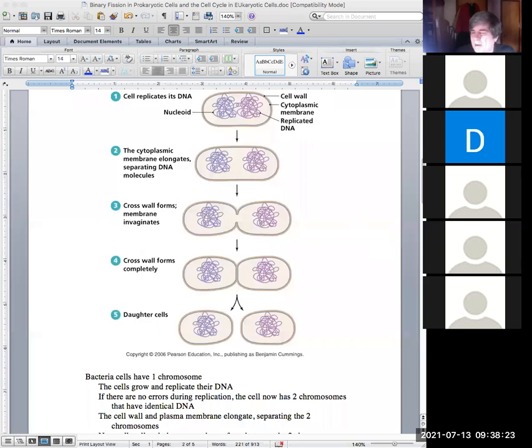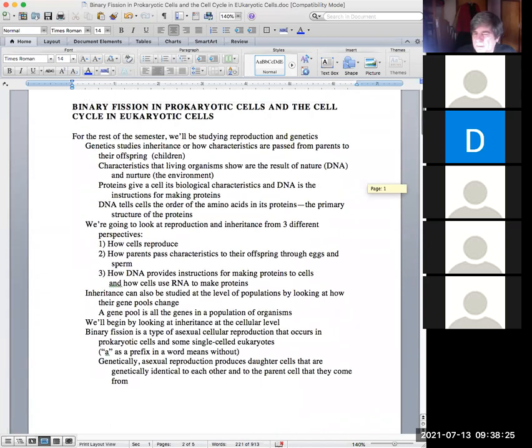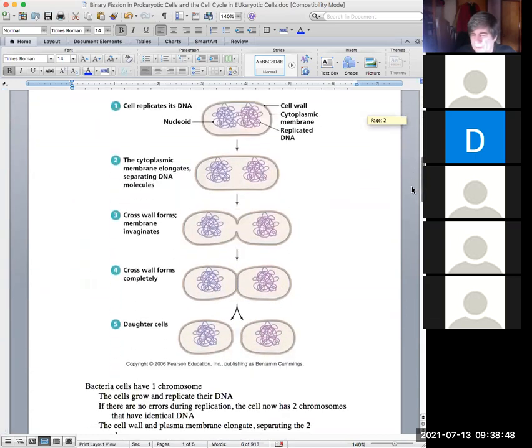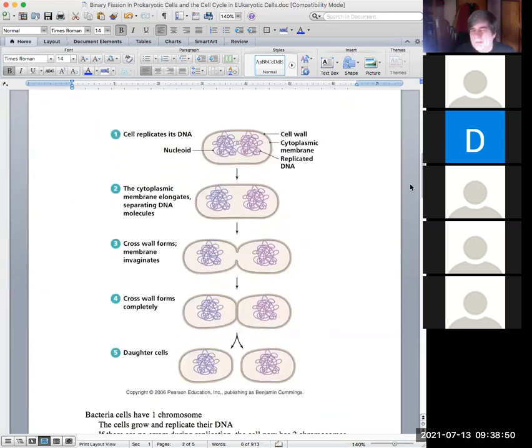how they pass down characteristics to their offspring. So we're going to look at a very simple form of reproduction called binary fission. And binary fission mostly happens in prokaryotic cells, so mostly bacteria cells. And we're going to look at the cell cycle in eukaryotic cells, which is kind of the beginning of seeing how eukaryotic cells reproduce. So let's look first at binary fission.